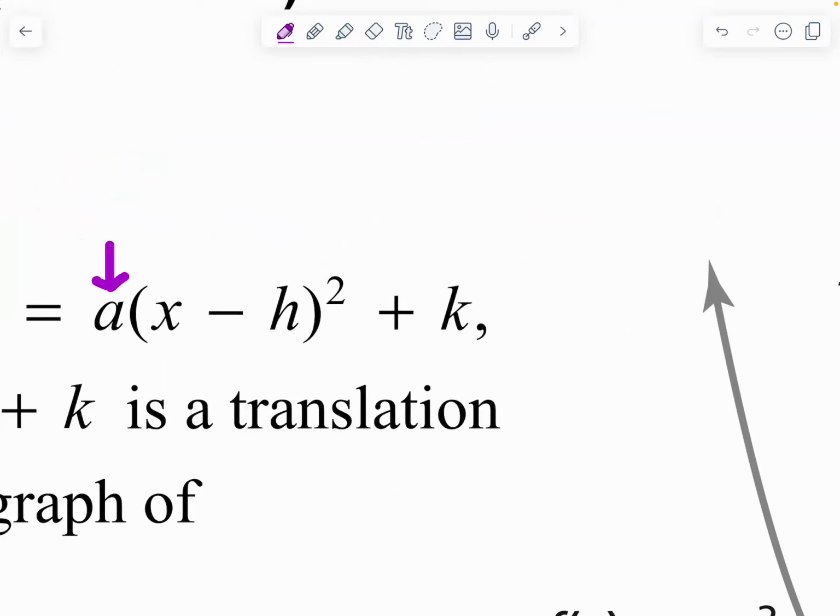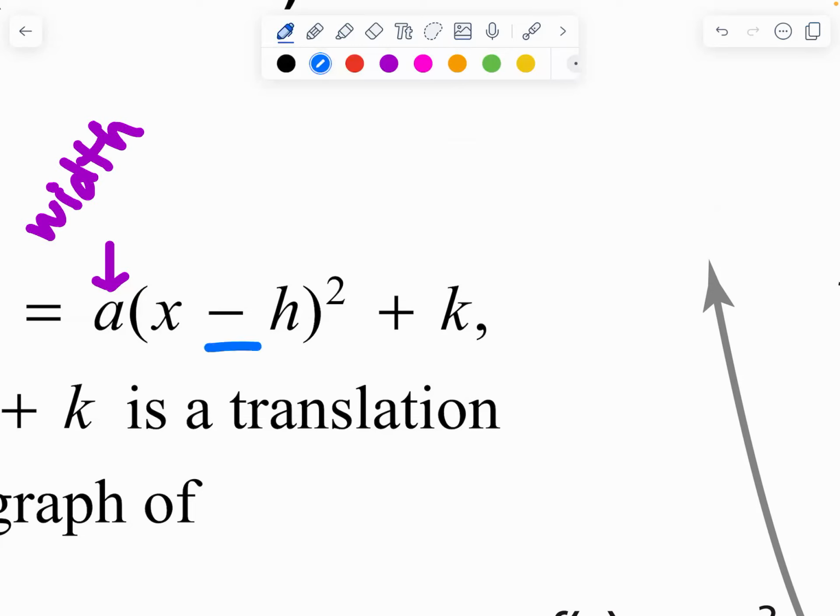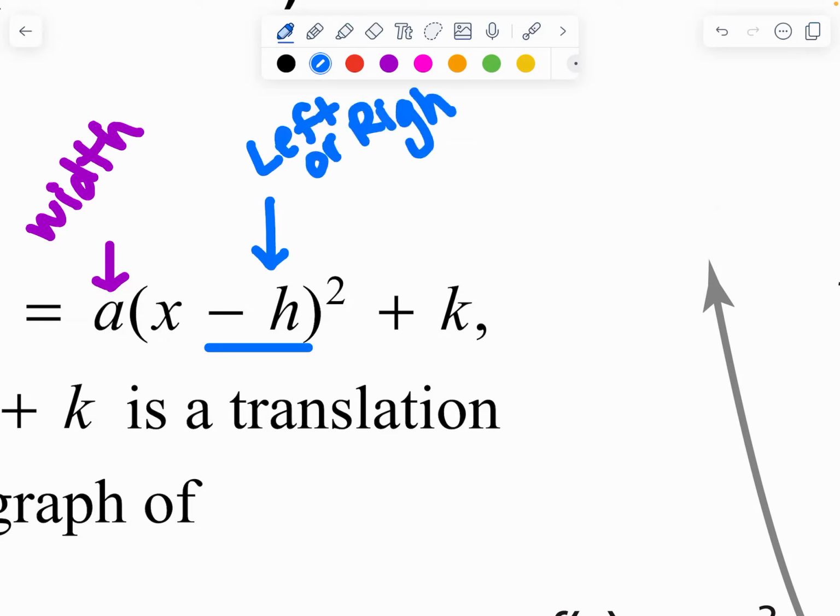Okay, so A is going to affect the width, right? Is it skinny? Is it wide? And we already knew that, right? Now, what did H do? I like that, moved it on the x-axis. So it's gonna move left or right.